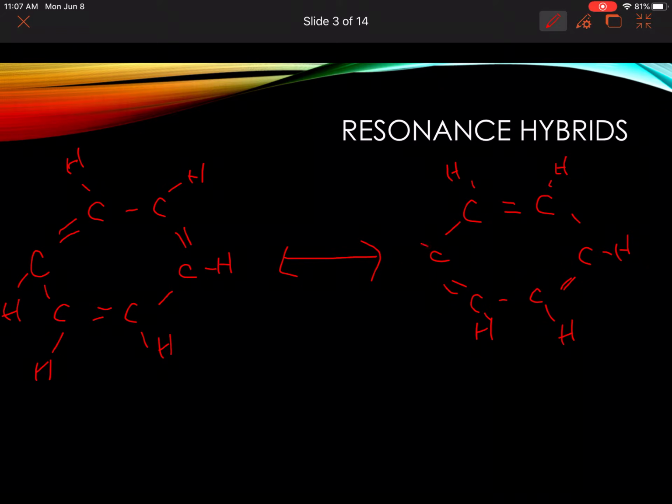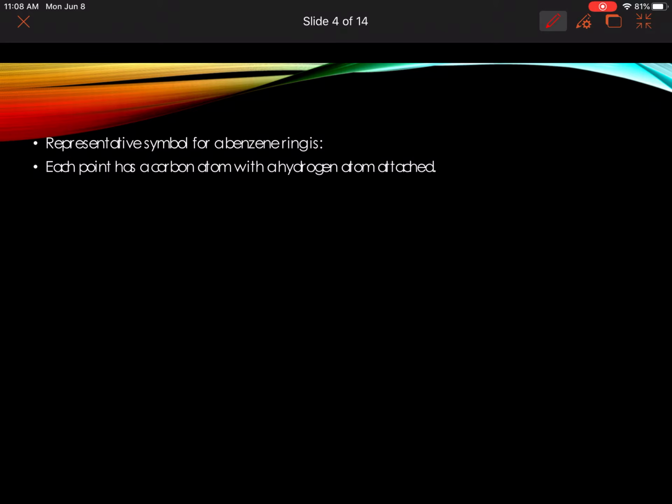And so these are what's called resonance hybrids. What this means is that the true structure of benzene exists right in the middle between these 2 structures. So it doesn't necessarily alternate single, double, but we have an average between them. We tend to write it like these, but just know that in reality, benzene is somewhere in between these 2 things, and they're called resonance hybrids. Okay, so the representative symbol for benzene is going to be a hexagon.